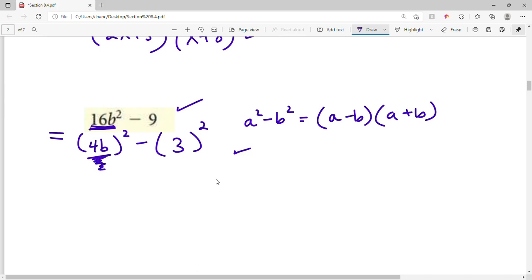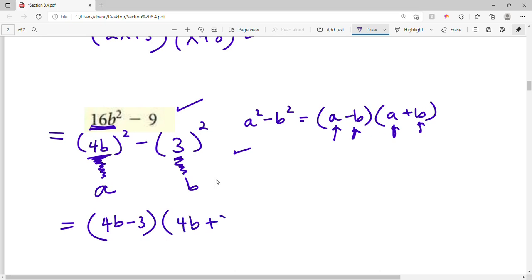And the reason we wrote the problem is this is now our a in the formula, and this 3 is now the b in the formula. And so we can just plug it in. This is now factored as 4b minus 3 and 4b plus 3. This is again using the difference of squares formula.